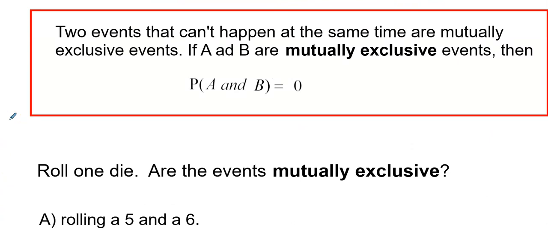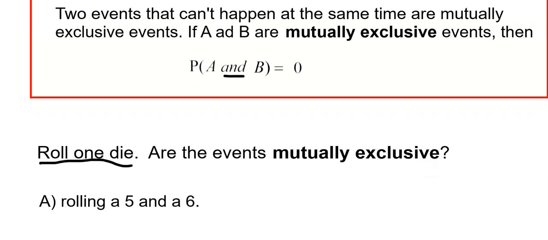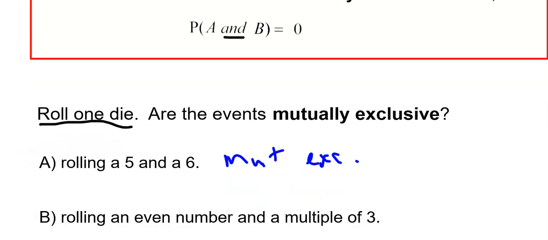Now, two events that can't happen at the same time. This is a different concept: mutually exclusive. If the two events cannot happen together, there's a 0% chance of that happening. If you roll one die, notice one die here, not two, can I roll both a 5 and a 6? That would be mutually exclusive. You either get a 5 or a 6, you can't get both. So that's not really possible.